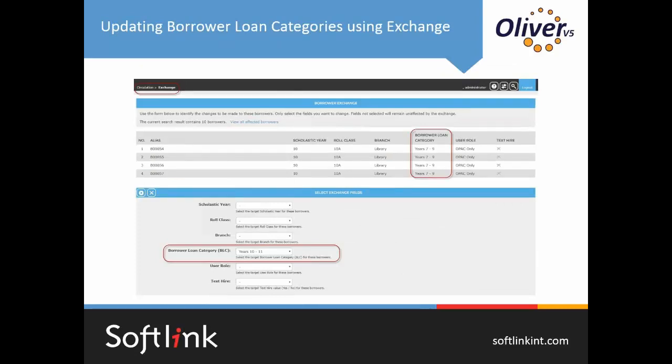So the next thing we've got here is related to the lending rules. Now this is not going to apply to everybody, but in my examples here, my borrowers have more lending rights as they go up in years. Now I mentioned before that default borrower loan categories only apply to new borrowers being loaded in. It does not apply to borrowers who are moved up. So I must use the exchange process to change my new year 10s to their correct borrower loan category.